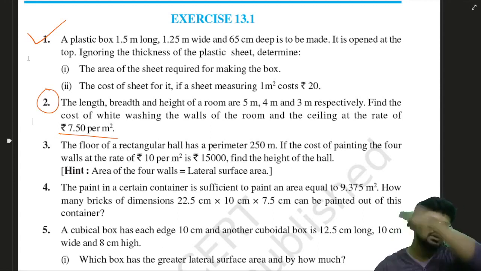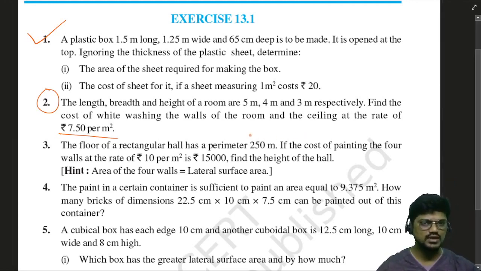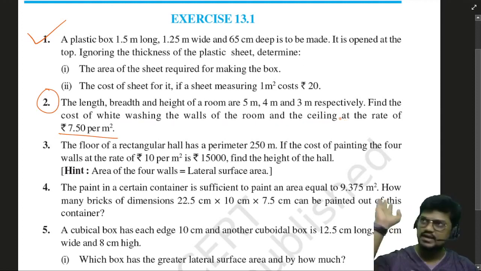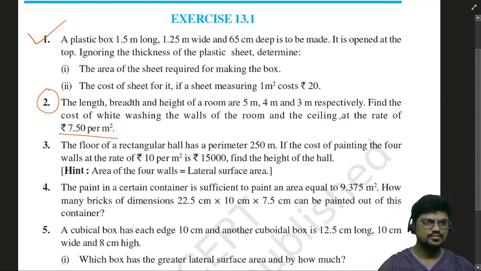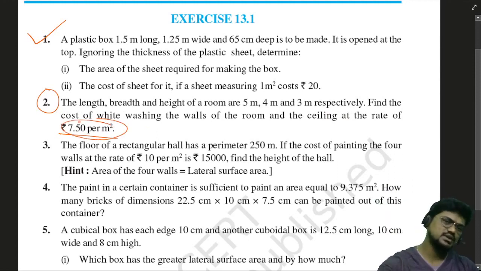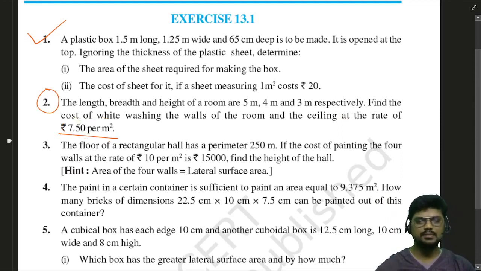You have to take the total surface area of the box. Ceiling also will be done, that's what they are saying: whitewashing the walls of the room and the ceiling. On the ceiling also the whitewash is done. When we are doing painting, at that time we also paint the ceiling, right? Now they have said 7.5 rupees per meter square. It is the same kind of question. Now at this time you have to subtract the base area. Got it? You will try this at home.